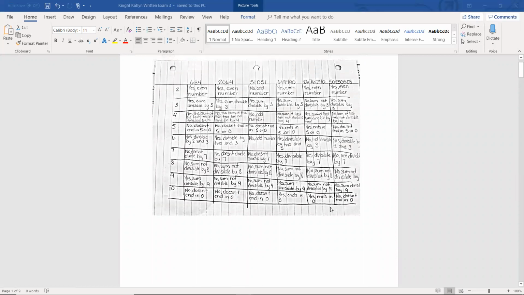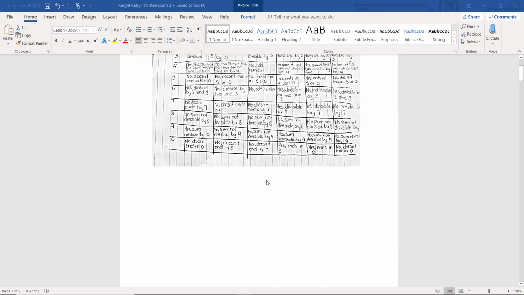And then 6s, I saved for last, because a number is divisible by 6 if it's divisible by both 2 and 3. So I would just look up at my chart here, and if it's yes and yes, then 6 is yes. But if one has a no, because this is not divisible by 2, then this one's a no for 6 as well.